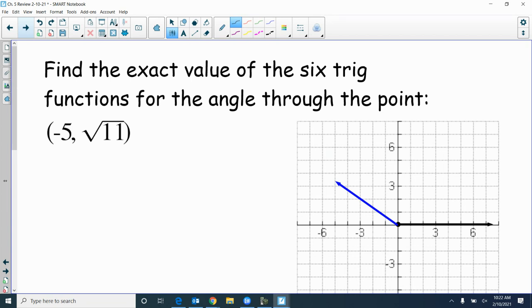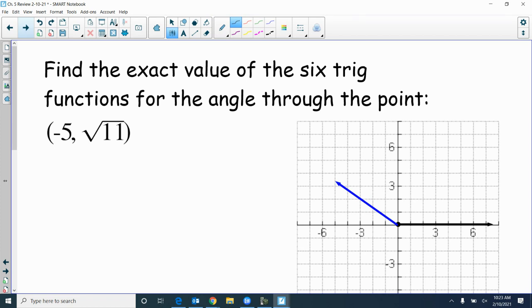It's been a little while, and since we've done all unit circle, people sometimes think that the hypotenuse is always 1. It doesn't have to be. So let's take a look at this one here. Find the exact value of the 6 trig functions for the angle through the point -5, square root 11.